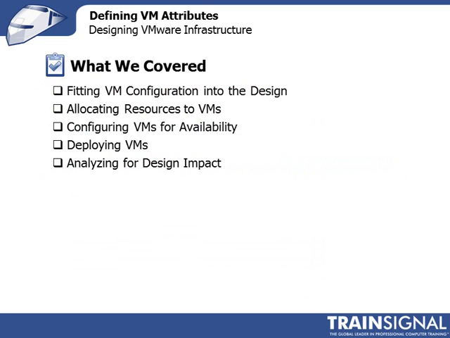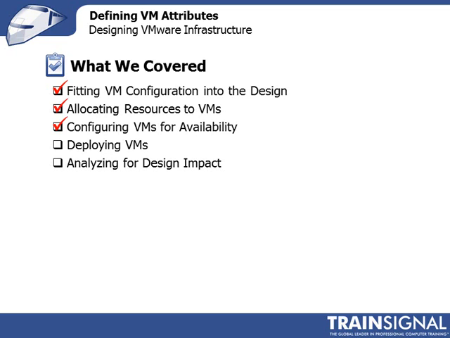As we wrap up this lesson then, let's take a quick look at what we covered. We first started out with a discussion of fitting VM configuration into the design, looking at how VMs and the requirements of VMs affect the rest of the design, and how the rest of the design affects what we can and cannot do within VMs. From there, we moved into a discussion of three aspects of VM configuration. First, allocating resources to VMs like RAM, storage, CPUs, and other resources.